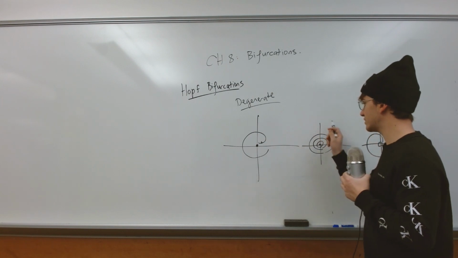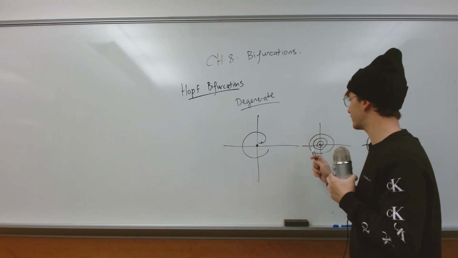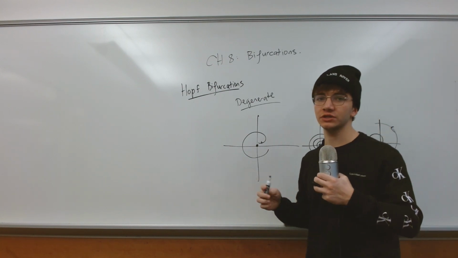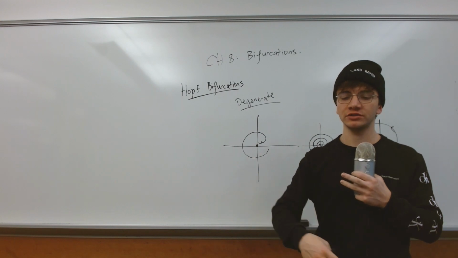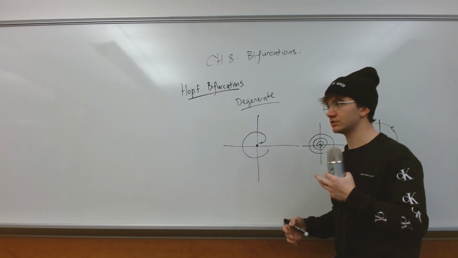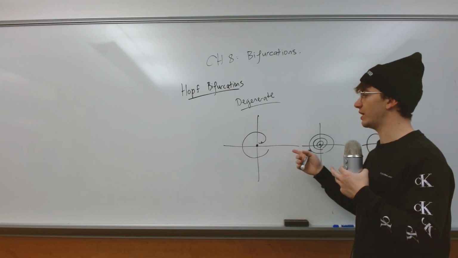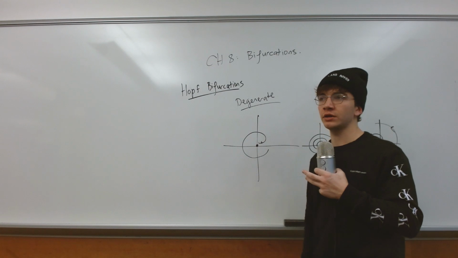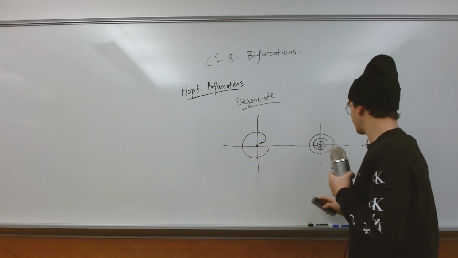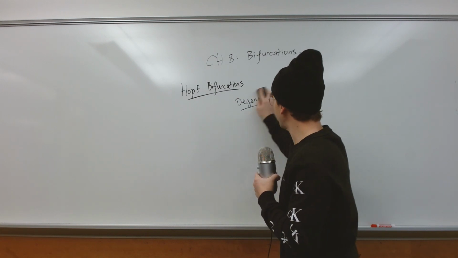So if you have a conservative system or some sort of reversible system, and you can prove the existence of nonlinear centers using methods of the previous chapters, then it's possible you have a degenerate Hopf bifurcation if you're going from a stable to an unstable spiral, okay? So yeah, that's what I wanted to cover about Hopf bifurcations.